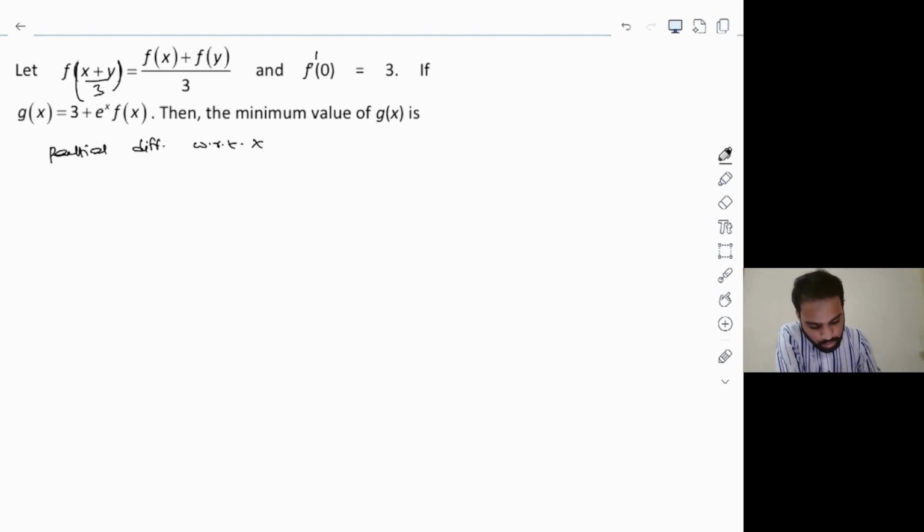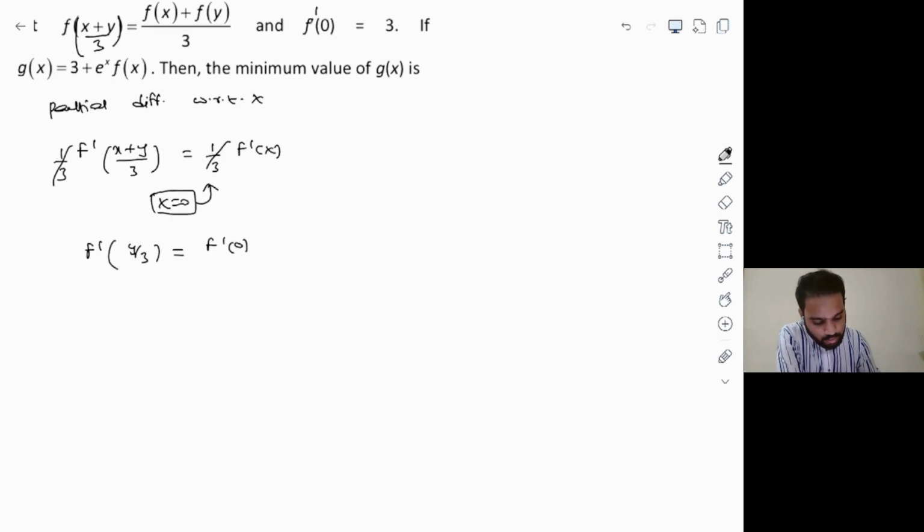Okay. So if you differentiate partially with respect to x, this is going to be f dash of (x plus y by 3) multiplied by 1 by 3 is equal to 1 by 3 times f dash of x, and then plus 0 anyhow, because f of y is a constant when you are differentiating partially with respect to x. Now I'm going to put x is equal to 0 in this one. If you put x is equal to 0, this becomes f dash of y by 3 is equal to f dash of 0, and f dash of 0 is already given as 3 in this question.